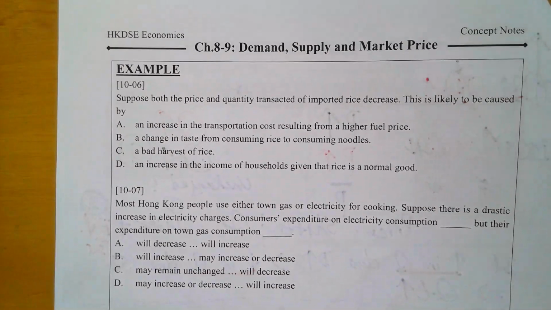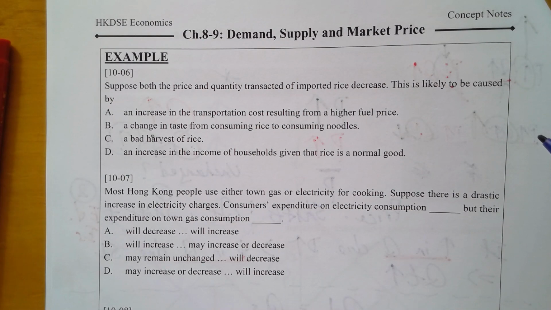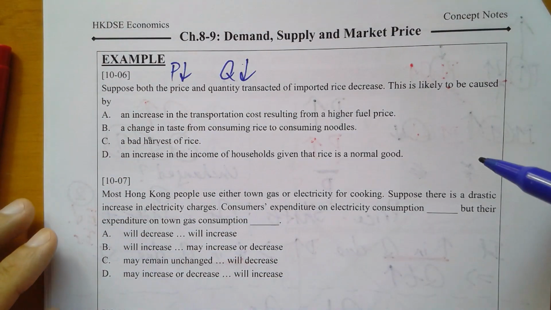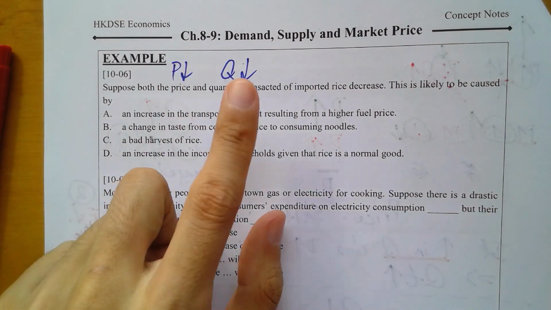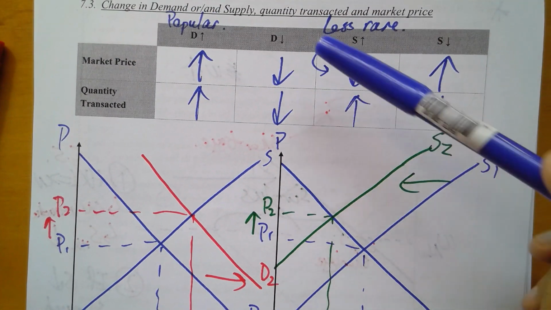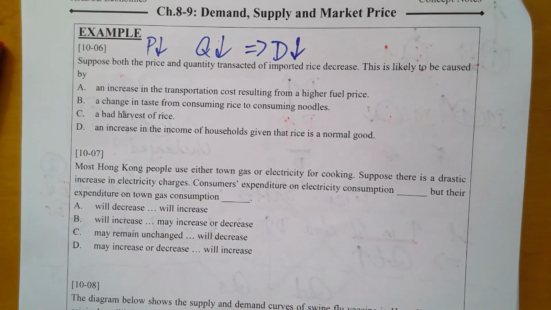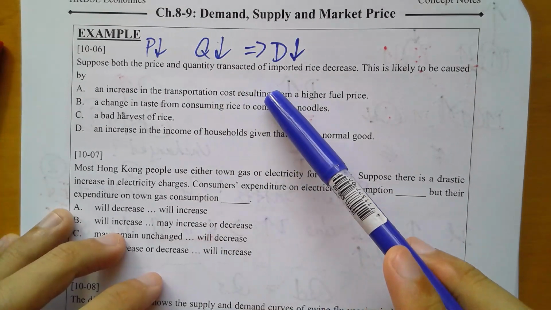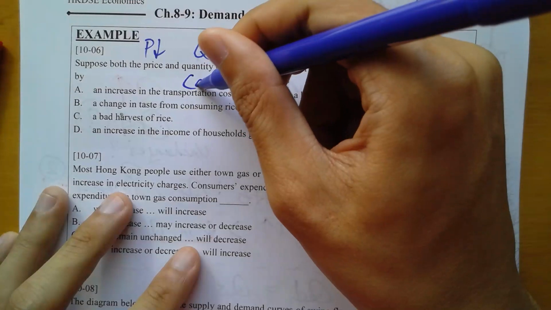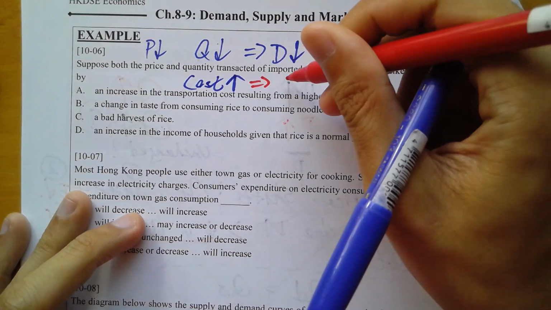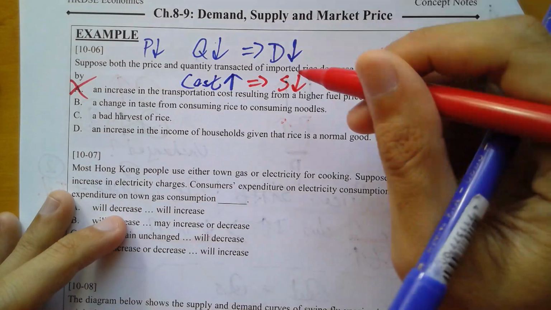Page 19 here. Alright, now suppose both price and quantity transacted decrease. Under what situation can both price and quantity decrease? Now let's refer back to our table. The only situation when both are decreased is when demand decreases. That means the thing we want is a decrease in demand. So A is likely caused by increase in transportation cost, resulting in higher fuel price. What does this mean? This is a production cost increase. When production cost increases, it means supply decreases, not the answer we want. We want demand decrease.